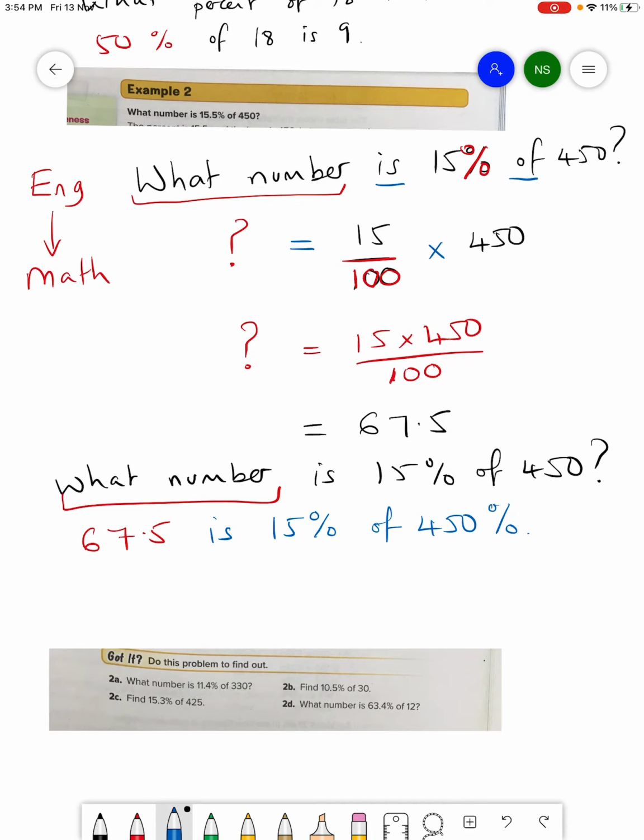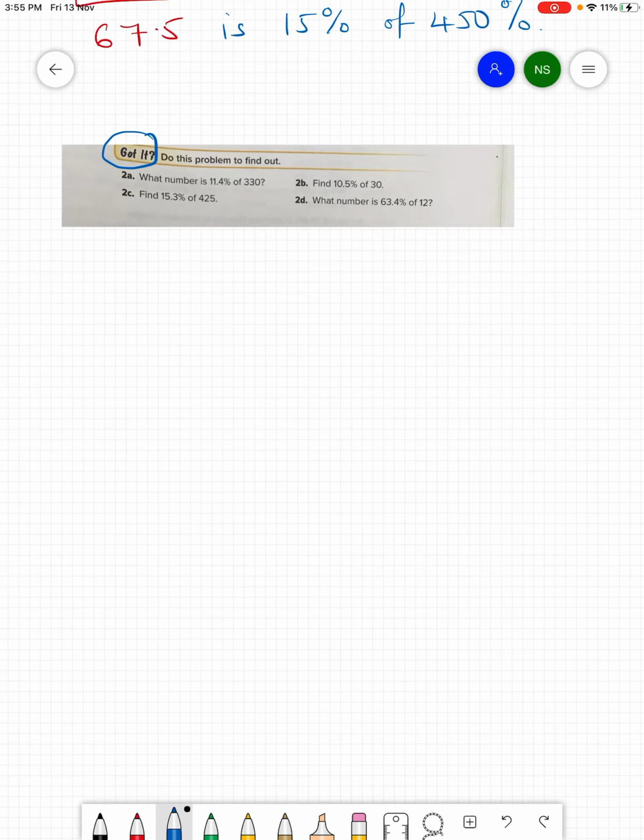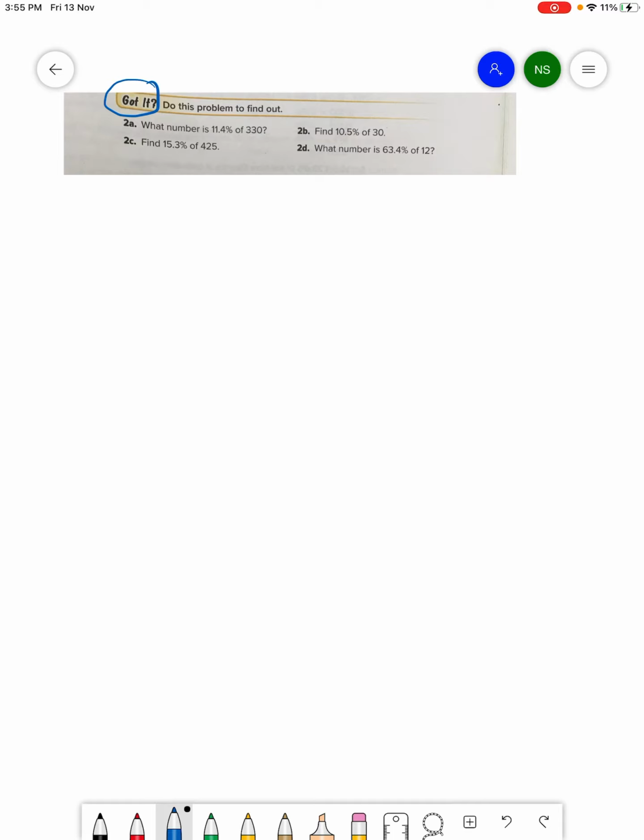Okay, so we can do exactly the same thing for 2A, 2B, 2C and 2D. So pause the video, have a go at each question, and I'll go through and show you the answers. When you're ready to have a look at the answers, you can play the video again. So go ahead and pause. Okay, let's have a look at 2A and get you some answers here.